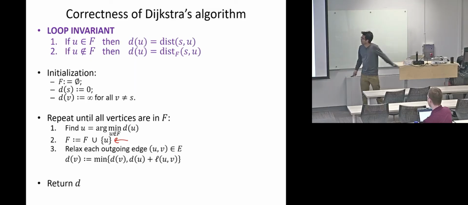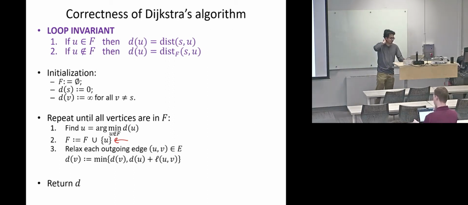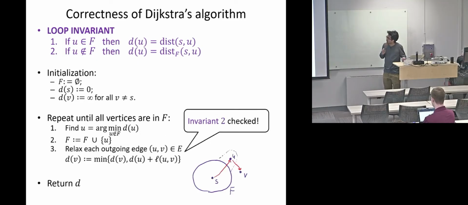We take u to be the minimum non-finalized node, and the estimate of u is already correct. So even if u is now added to the finalized set, this would be correct. So invariant 1 is true by the key claim from the last slide. And the second invariant would be true as well because of the relaxation step.